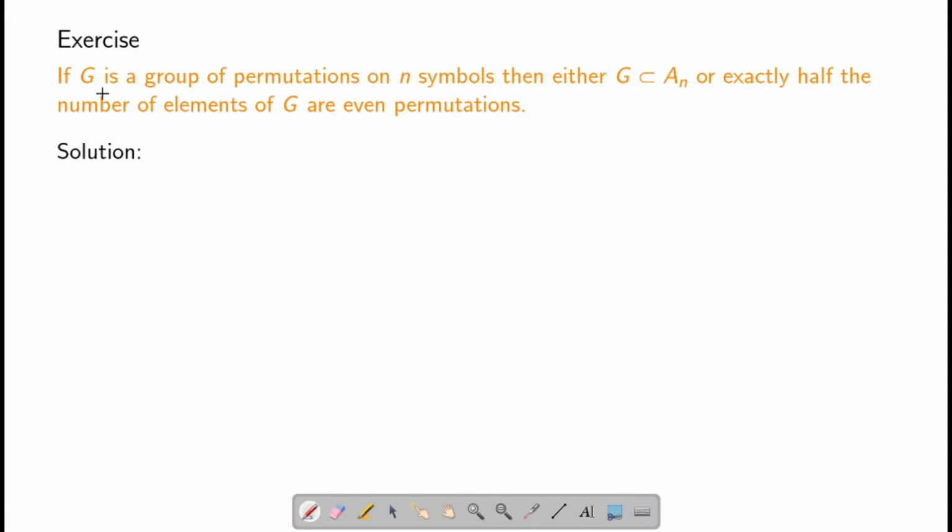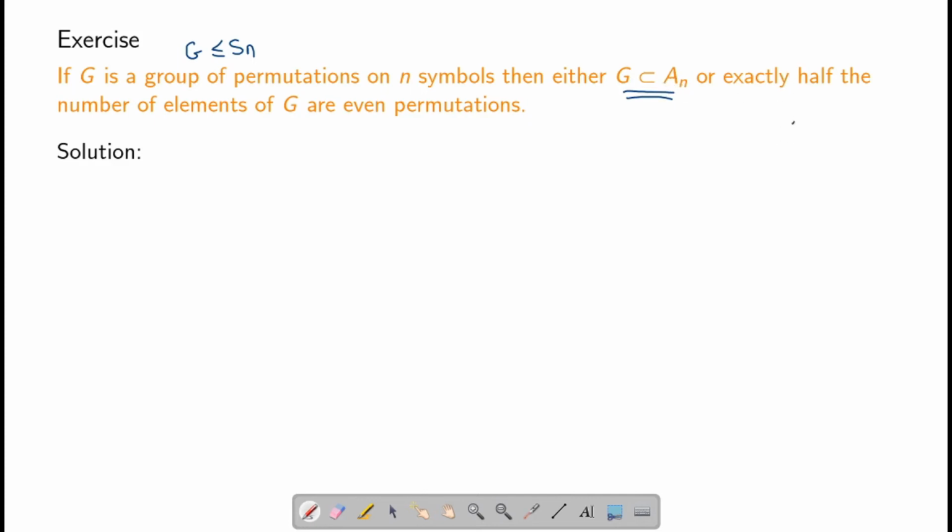So for the next exercise, let us show that if G is a group of permutations on n symbols, that is, G is a subgroup of S_n, then we will prove that either G is entirely contained in A_n, that is, even permutations, or exactly half of G is in A_n and half of it is out of A_n.